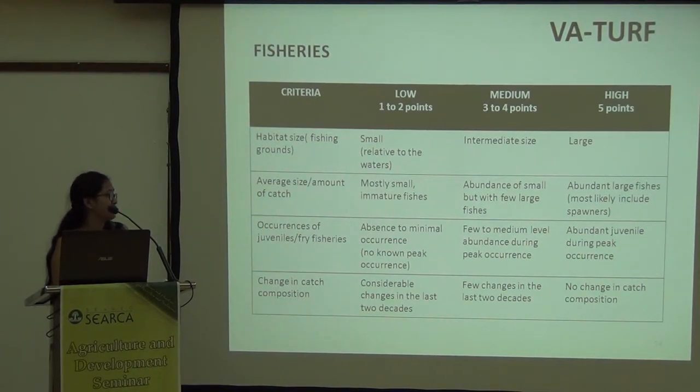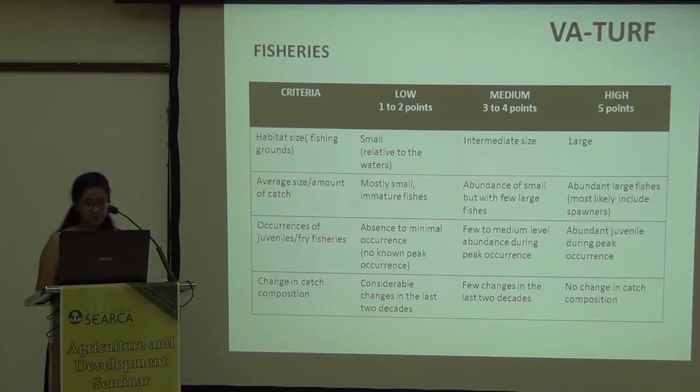For recruitment, you can see here that high adaptive capacity are those with abundant juveniles during occurrence. Recruitment is very important to the fishery. So the more recruits, they can translate to higher fish stocks in the future. Communities with juveniles or fry fisheries are more adapted as compared to those which have no or minimal fry fisheries. And lastly, the change in catch composition, wherein those communities with no change in catch composition have higher adaptive capacity as compared to those with considerable changes.